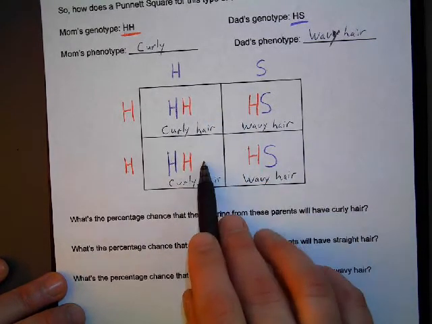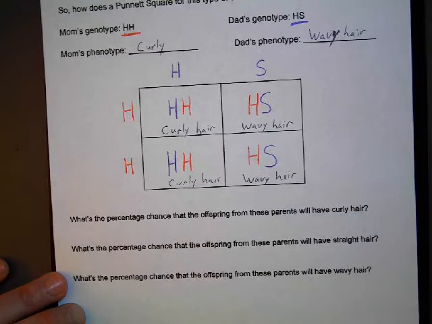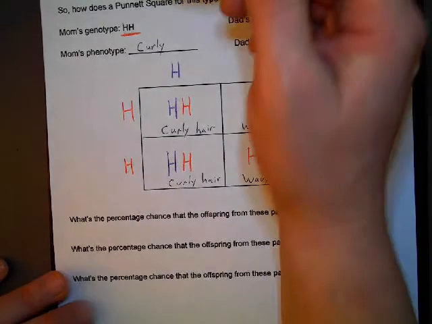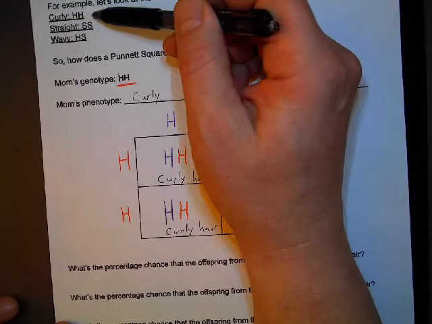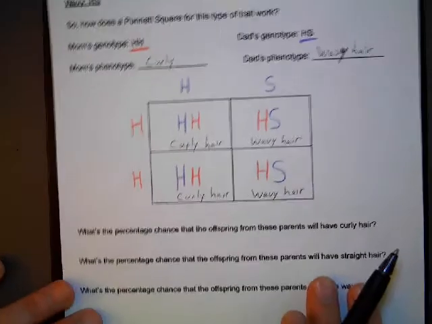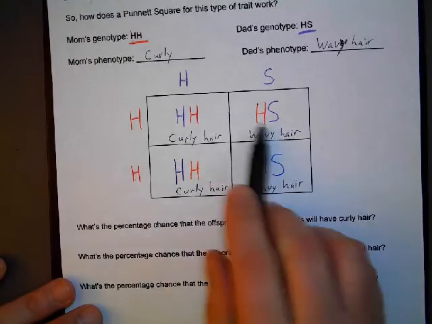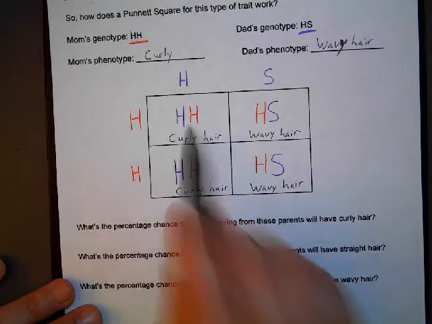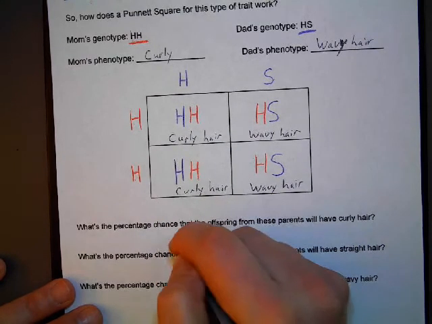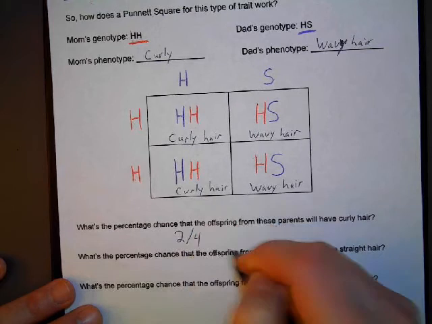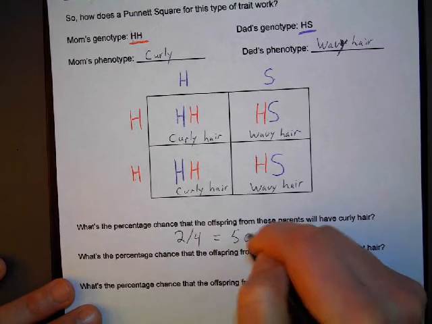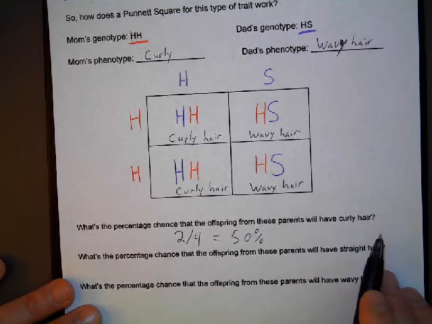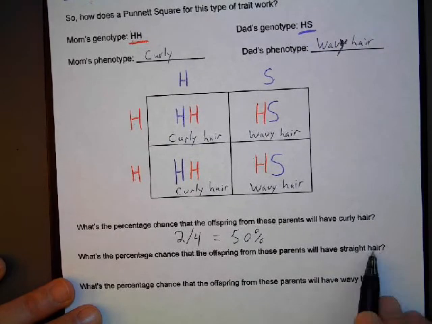So remember that there are 4 boxes in the Punnett square, or 4 possible genotype combinations. The first one is curly hair. Remember, curly hair has the genotype HH, or capital H, capital H. So I look in the boxes and I count 1, 2 of the boxes that have capital H, capital H out of the 4. So that percentage chance would be 2 out of 4, or 50% chance that these parents would produce a child with curly hair.